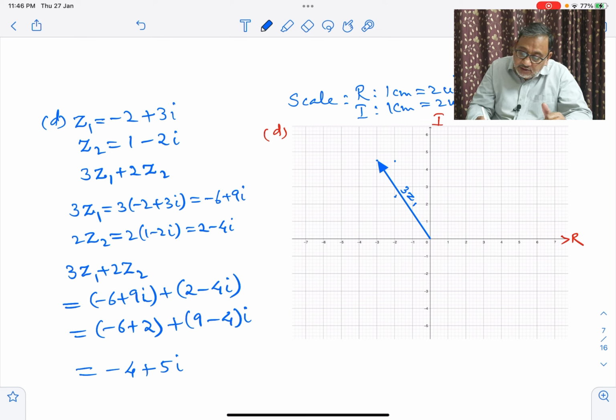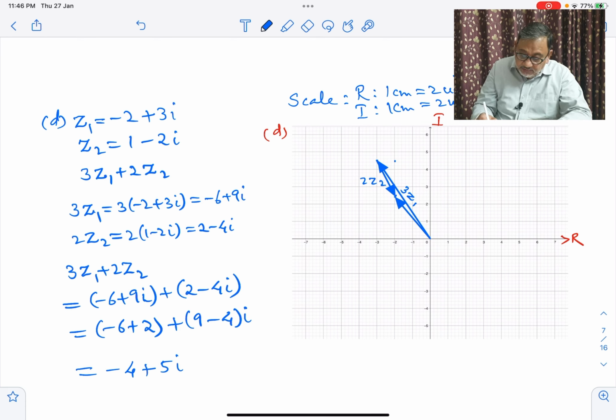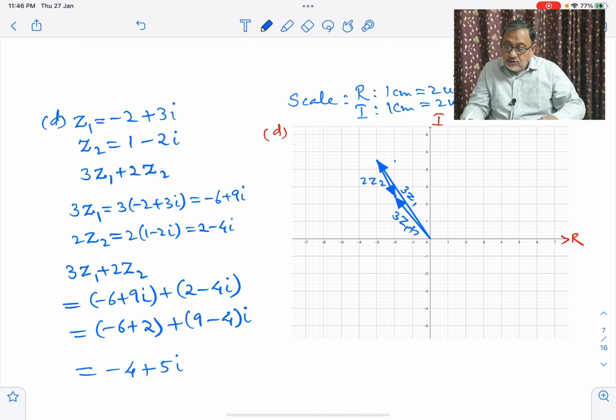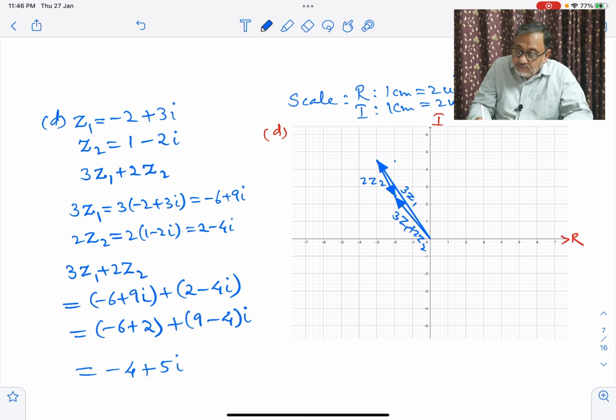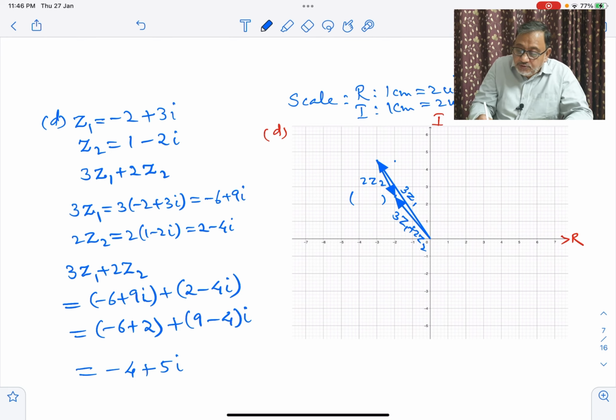So I am coming here. I don't know whether this arrow will be correct. I am here, and finally from origin I will be at this point. Okay, so this is 2z2, and this one, the final one, is 3z1 plus 2z2. Now look at this. What are the coordinates of this point? The coordinates of this point are minus 2 comma 2.5.